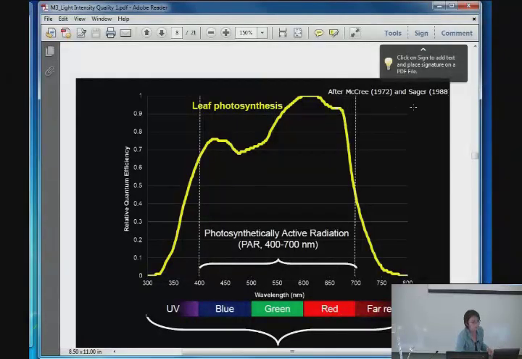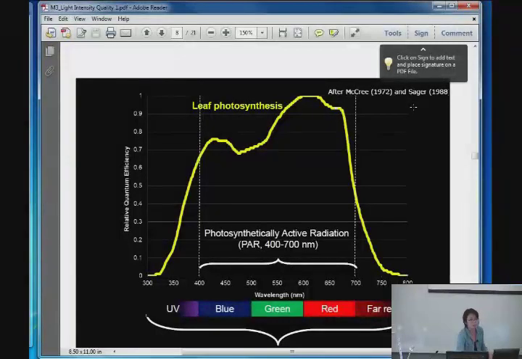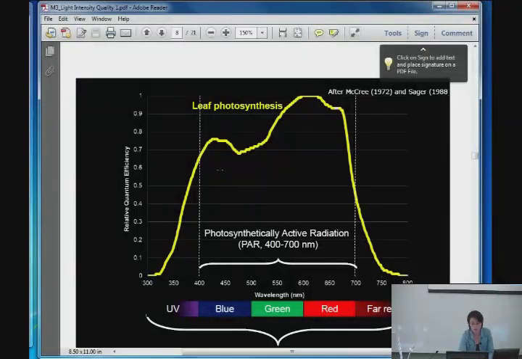This McCree quantified and reported back in 1972, and this is called the McCree curve, sort of representing many plant species' photosynthetic response. All right, red is high, blue is second, a little bit less in the green range. But generally speaking, the entire 400 to 700 is used. So that's why we call it photosynthetically active radiation.